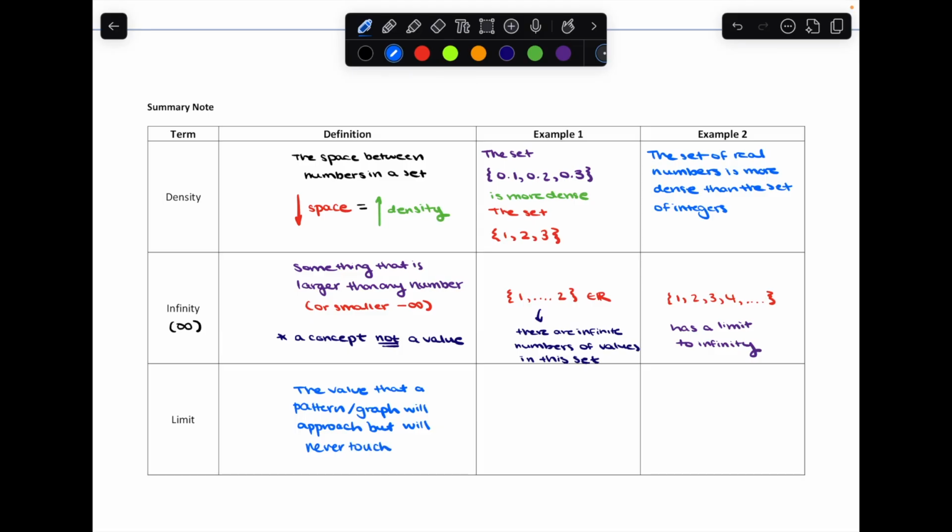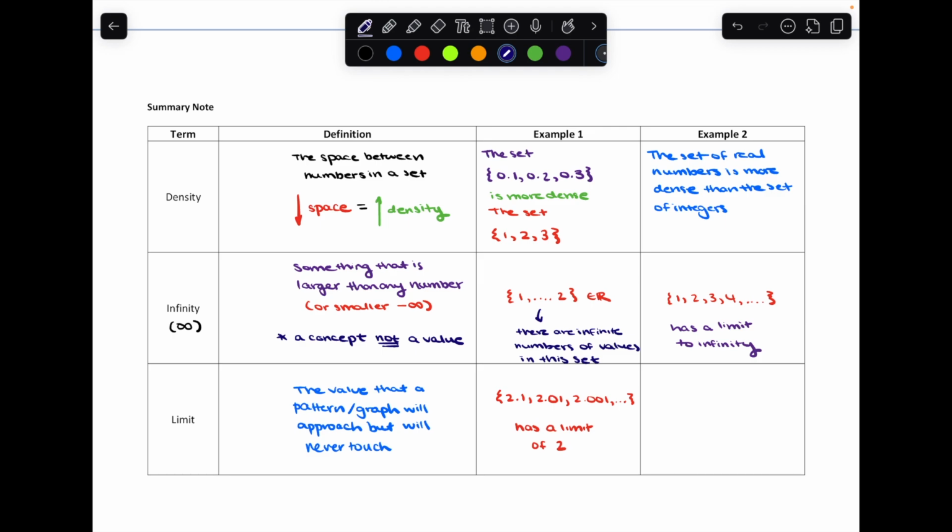And so here, if we look at an example, we have 2.1, 2.01, 2.001, and so on and so forth. So the pattern here, we see that if we continue this, it would get closer and closer to 2, but it would never actually touch 2. So here we could say it has a limit of 2.